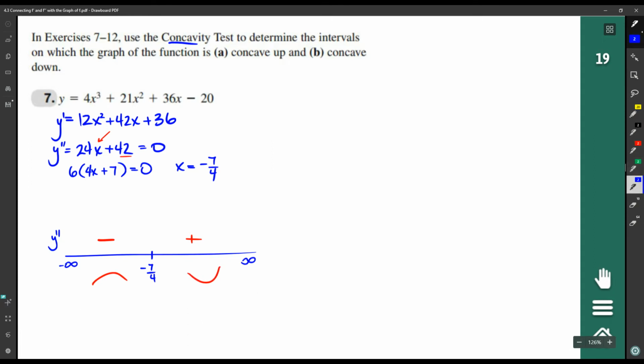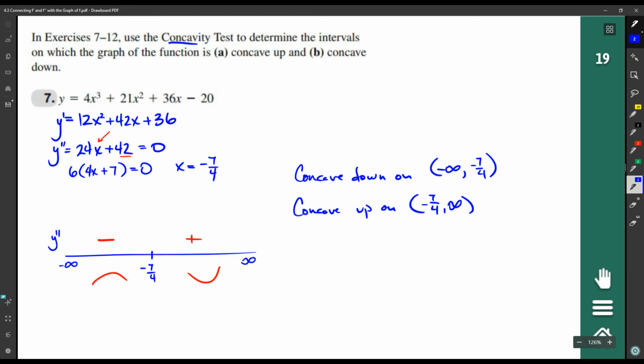So for an answer, I'm going to say this function is concave down on the interval from negative infinity to negative 7/4 and concave up on the interval from negative 7/4 to positive infinity. And that ends it for this video in this section.